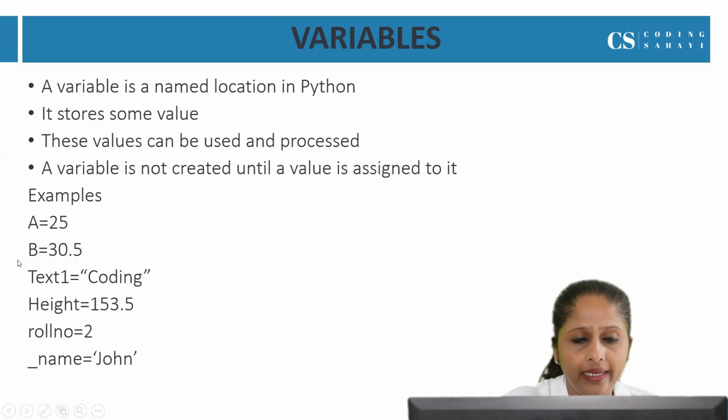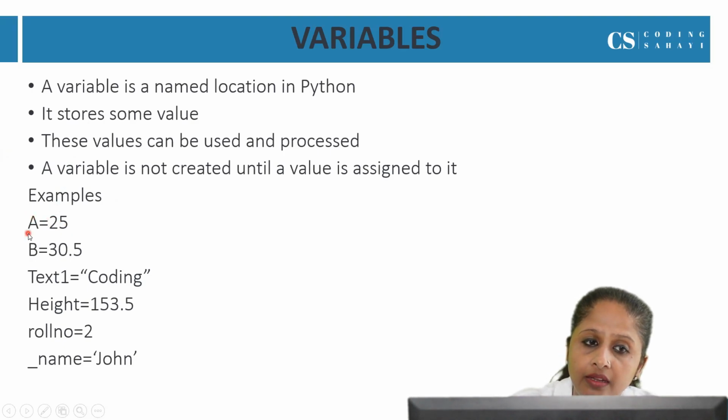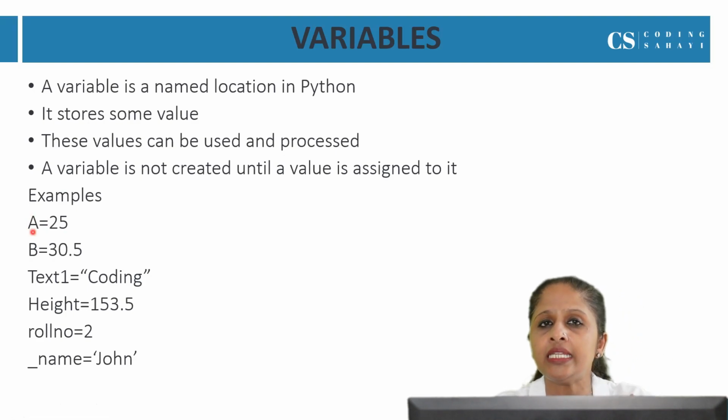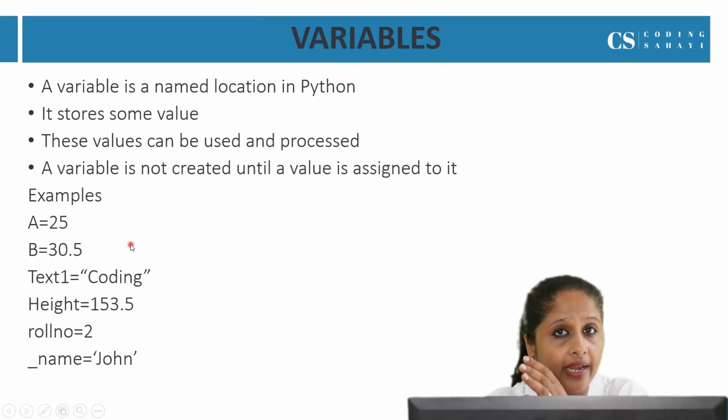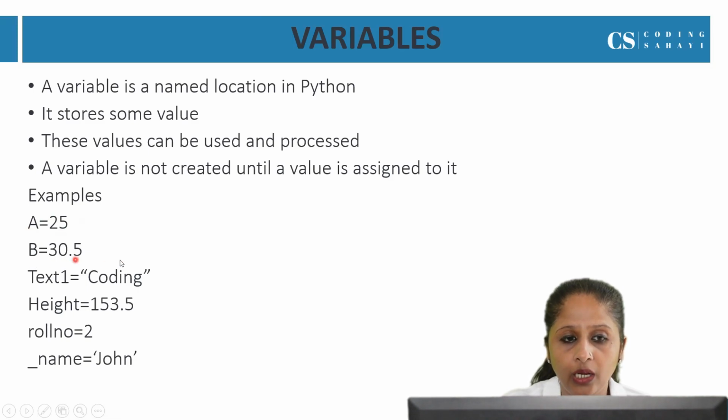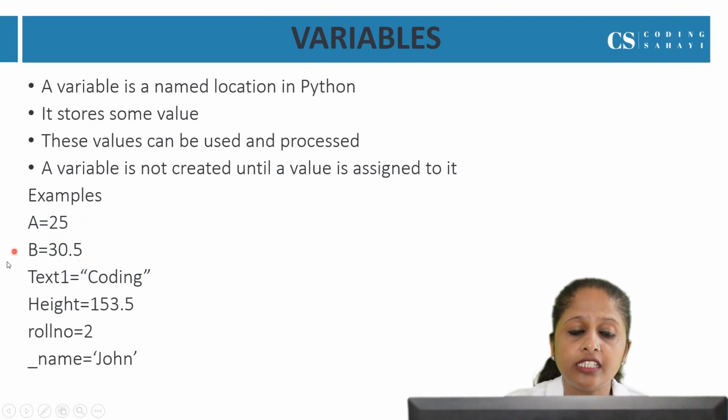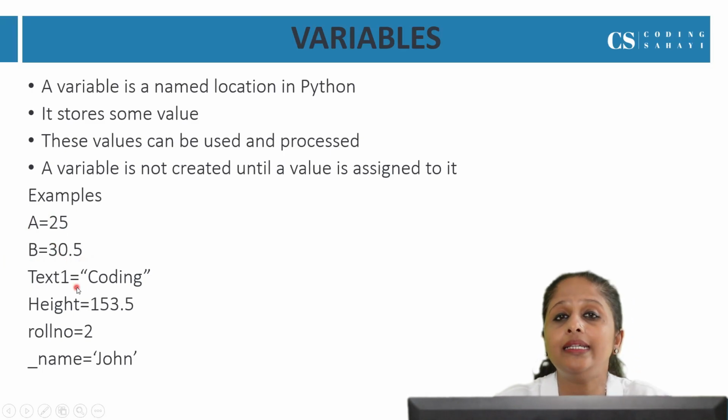So in Python, let's see some examples of variables. a equal to 25, you are assigning the value 25 to a. So a is the variable. Every time we write the variables on the left hand side and on the right hand side we write the values or expressions. In the same way we have b equal to 30.5. So 30.5 is a decimal number, and that decimal number we are assigning to the variable b.